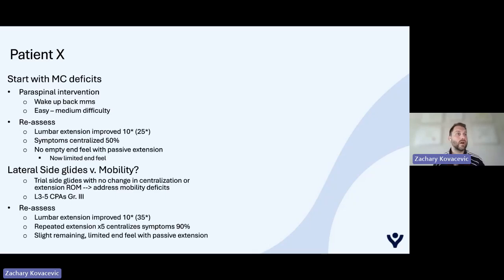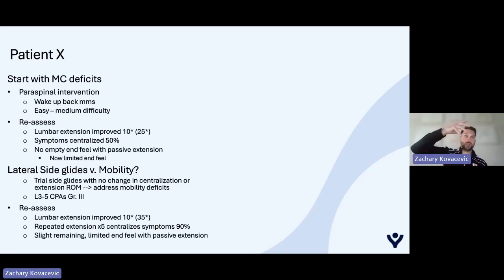So I do some L3 through 5 CPAs. Let's say I do some grade 3s for about 45 seconds, a minute, maybe per each segment. I retest, holy cow, lumbar extension improved another 10 degrees, for 35 degrees. I do repeated extension times 5 into that new range of motion now, and symptoms have centralized 90% at this point, right? I'm tracking symptoms where they are, where they're improving, the 0 to 10 pain rating, all of those things, and they've improved 90%.